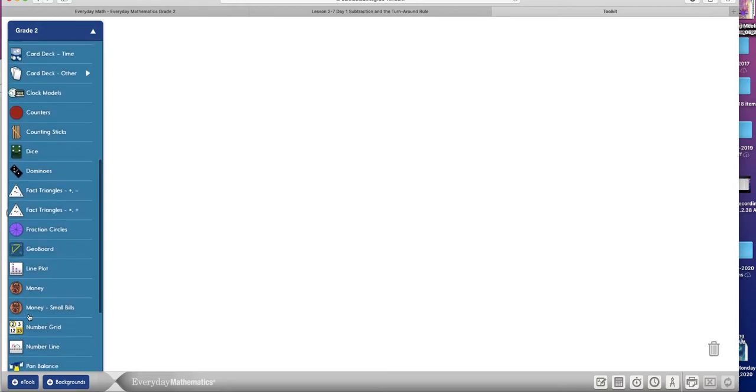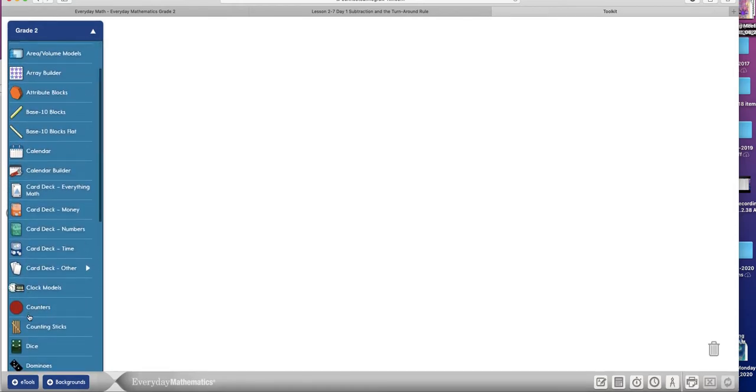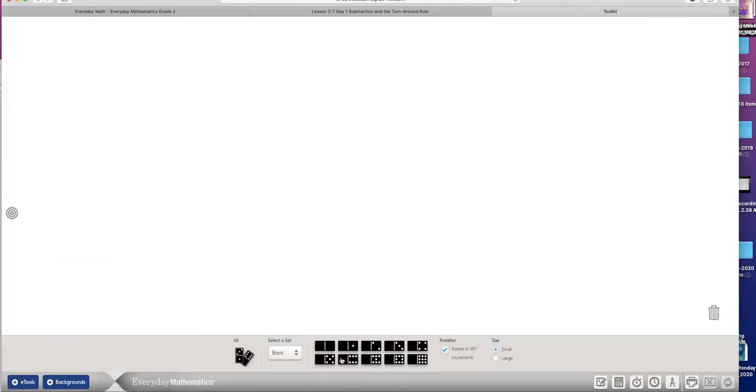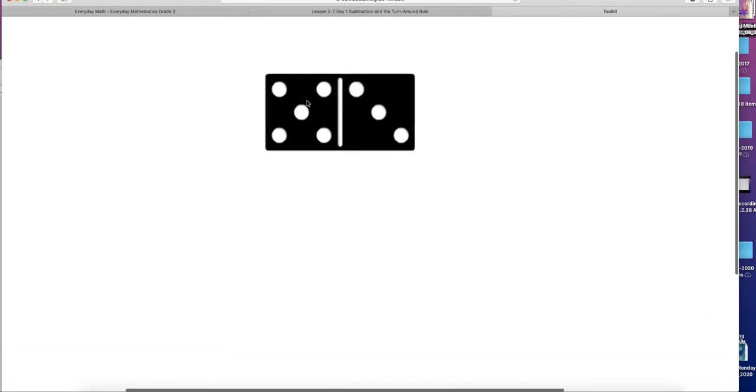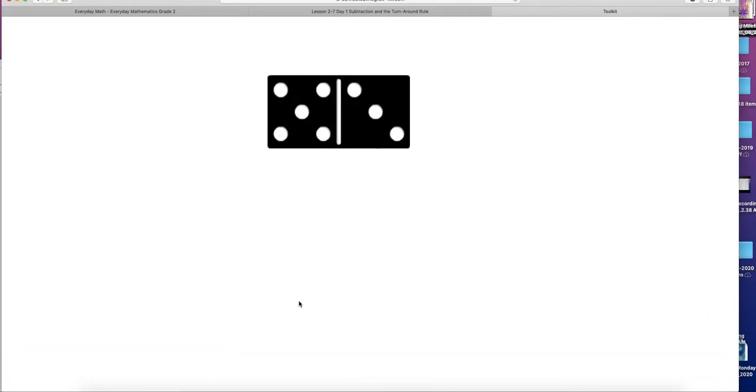Find me a domino. Oops, domino starts with D. These are in alphabetical order. Here we go. Let me do like the 5s. Let's do this domino. Okay, so let me make this domino a little bit bigger here. All right. What is one turnaround fact that I could use for this domino?